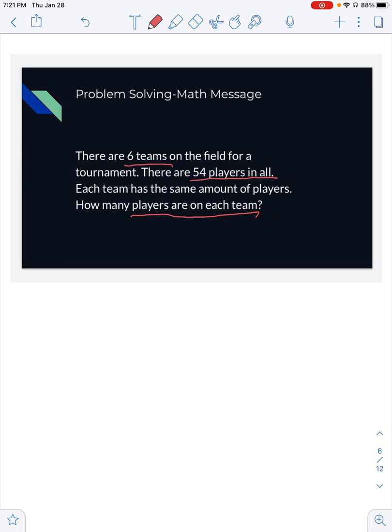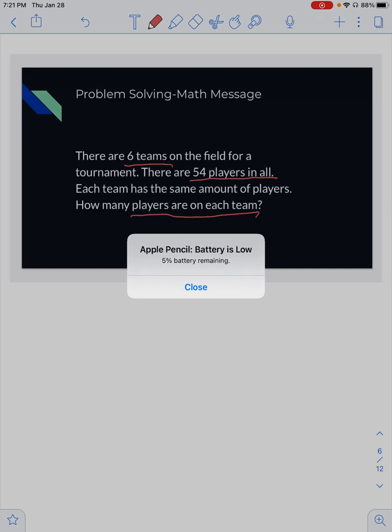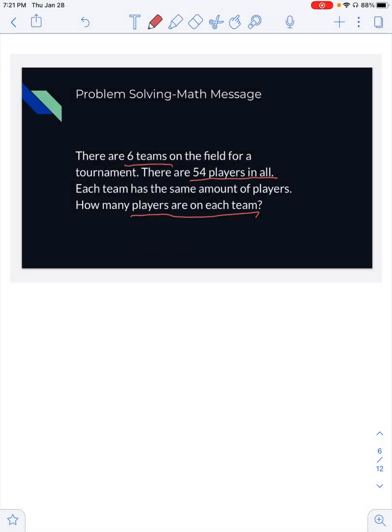Okay, so 54 players total. We know we need to make 6 teams. We just don't know how many players are on each team, but we do know that it has to be the same number on each team. So I hear 54 in all, and we're dividing them up between 6 different teams, but we don't know how many people are on each team. So I see 54 divided by 6 equals, well, question mark.